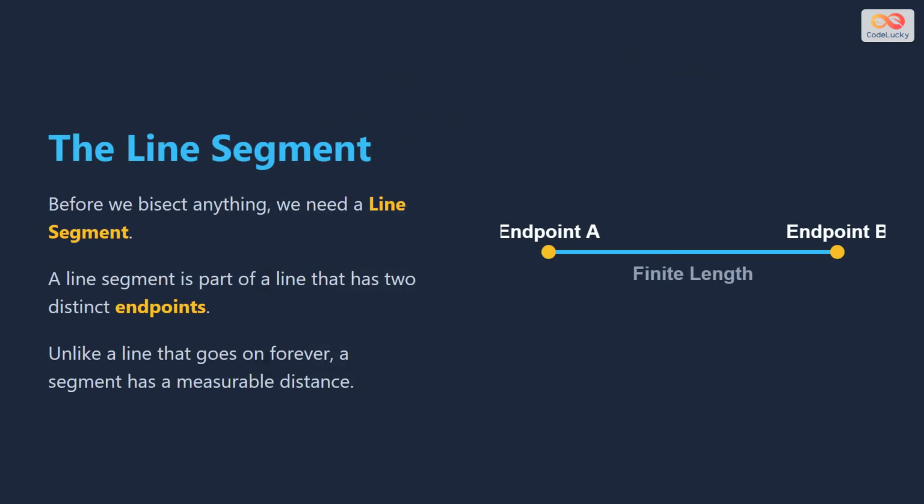To understand the bisector, we first need to look at the line segment. Unlike an infinite line, a line segment has a specific length defined by two endpoints, which we will call A and B. This finite distance is what allows us to find a middle point.